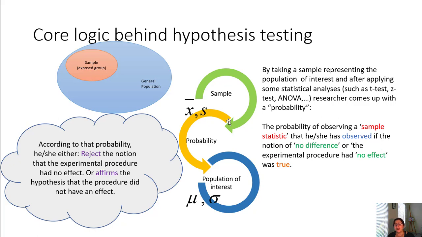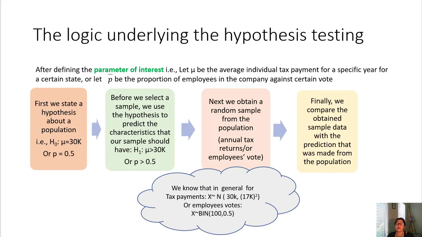That would be the probability of observing a sample statistic, which is here our x bar, that the researcher has observed if the notion of no difference, or that the experimental procedure had no effect, was true. All right, and then according to that probability we draw a conclusion about the population mean, mu. We either reject the notion that the experimental procedure had no effect or affirm the hypothesis that the procedure did not have an effect.